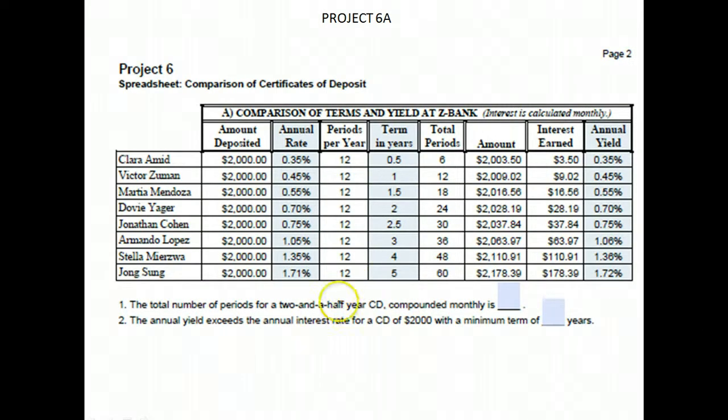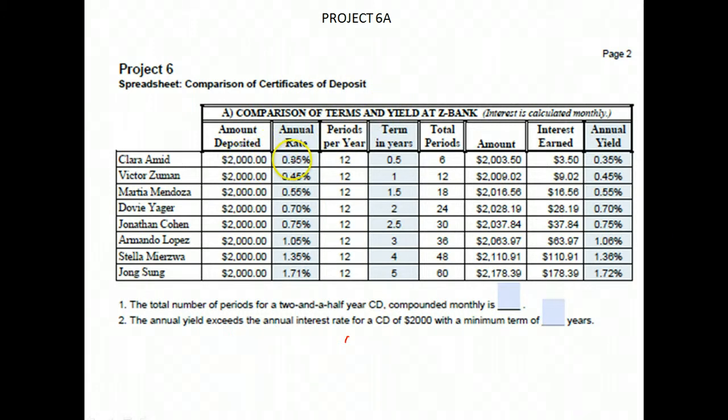Okay, so on project 6, this is what it looks like. There are no numbers to fill in on the chart on page 2. All you have to do is answer 2 questions at the bottom here. So pretty easy page. It's a comparison of yields on some certificates of deposit.